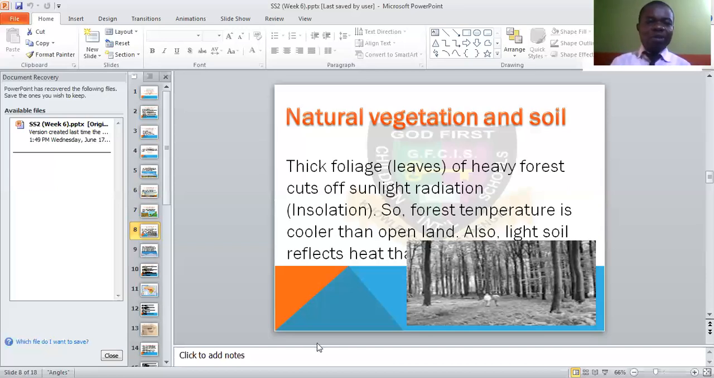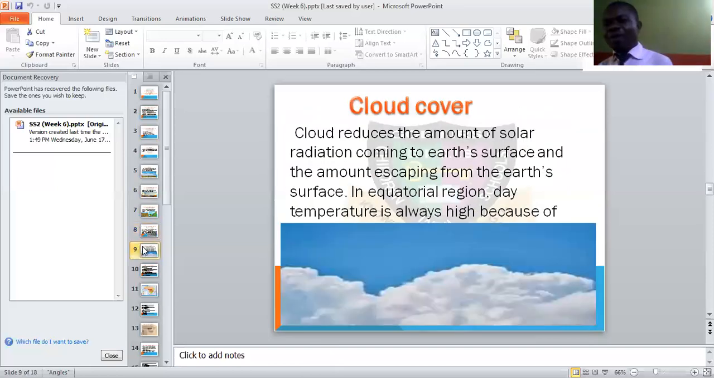Then we also need to look at another thing, cloud cover. Cloud cuts off, just like the thick foliage I explained, cloud reduces or cuts off the amount of solar radiation coming from the sun reaching the air. Cloud can also block the heat that is leaving the earth going into space. If it blocks that, it means the surrounding air becomes hot. The heat will have no space to escape. That is the work of the cloud cover.